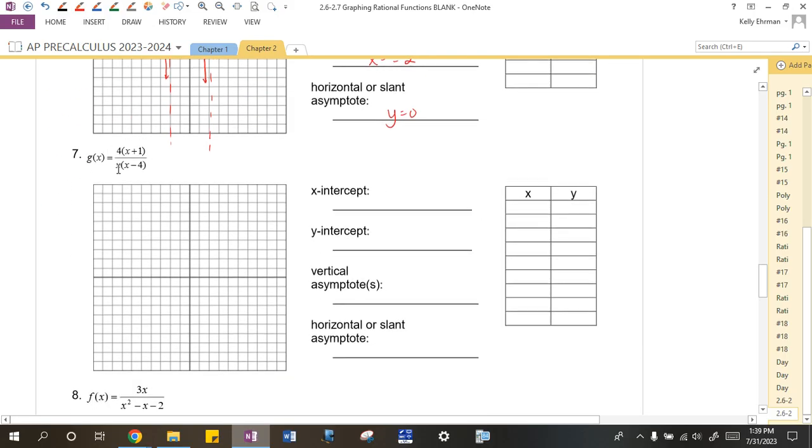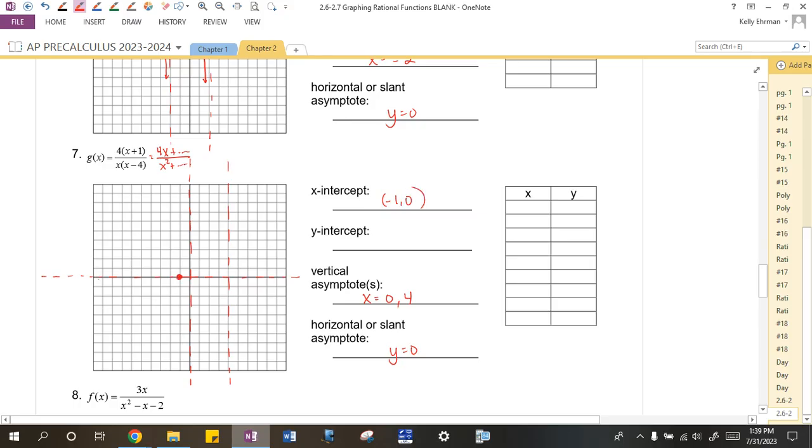All right, next one. This is all factored out for me. So I can see clearly that the vertical asymptotes are 0 and 4. And the horizontal asymptote, remember, you need to think of what this would be if you were to distribute. Doesn't matter what the other terms are. The leading terms would be 4x over x squared, which is bottom heavy, so y equals 0. For the x-intercept, if you set the numerator equal to 0, you get -1.